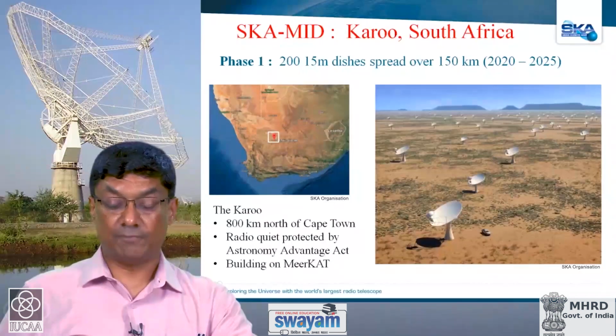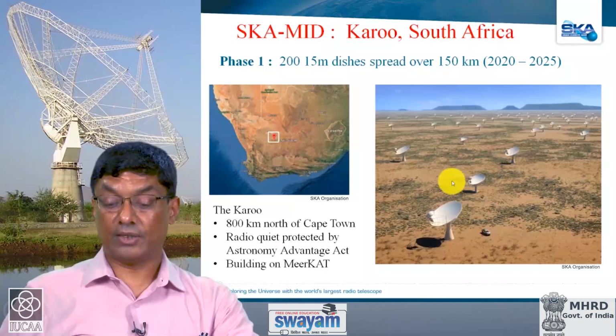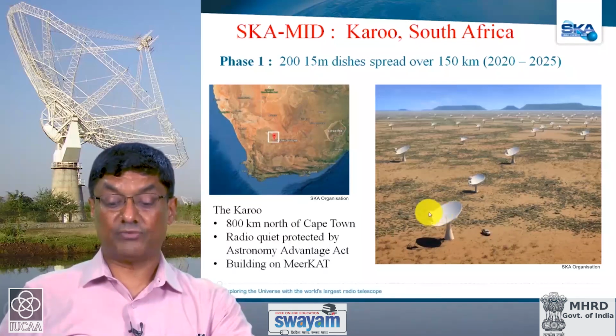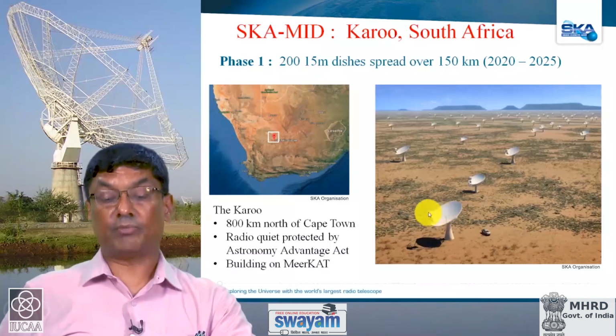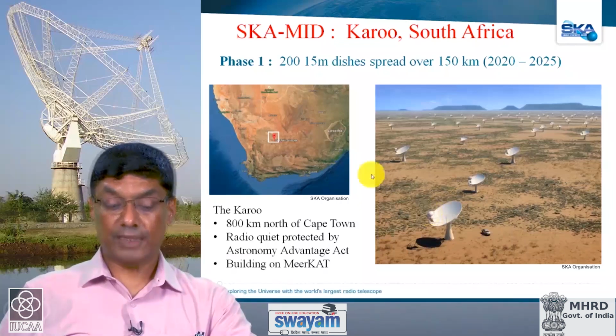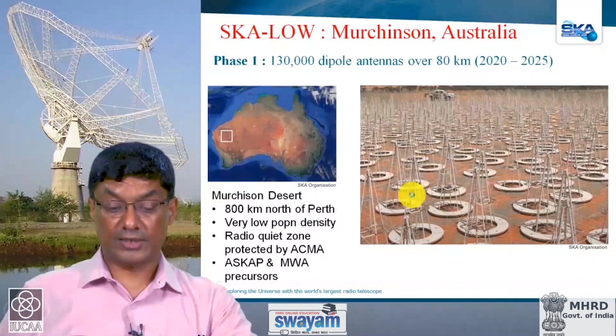And here is a pictorial representation of what the array would look like in South Africa, which would be the mid frequency array using these dishes, but these are the offset paraboloid dishes that we talked about in the beginning, different from the prime focus dishes that the GMRT uses. And that is a completely unblocked aperture and located in a semi-desert region in the northern part of South Africa and extending from there outwards to larger distances.